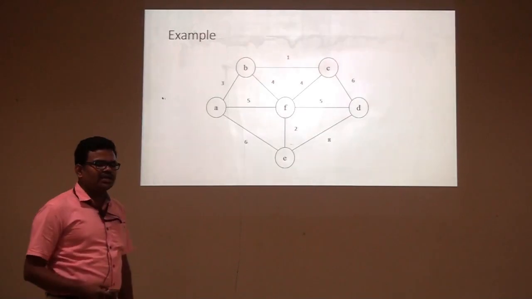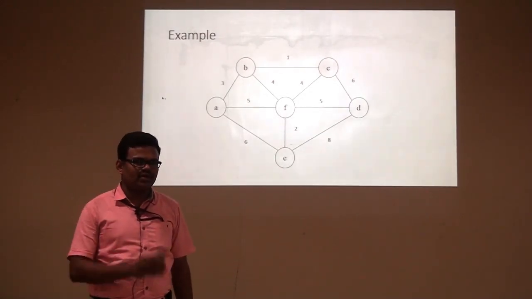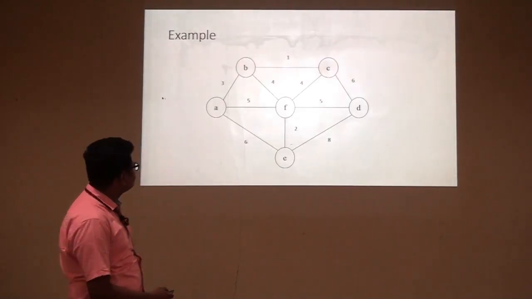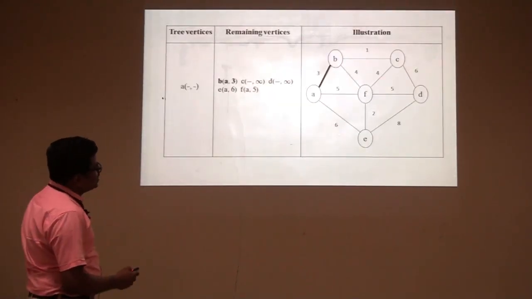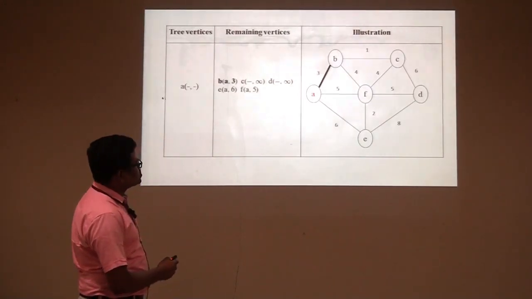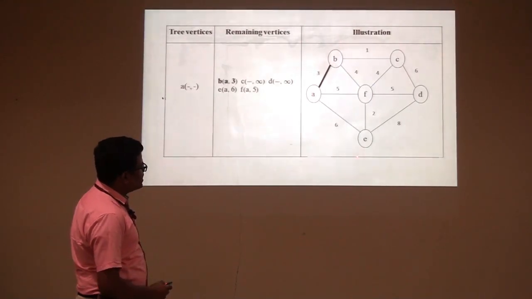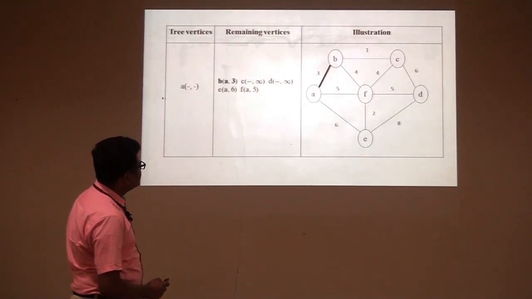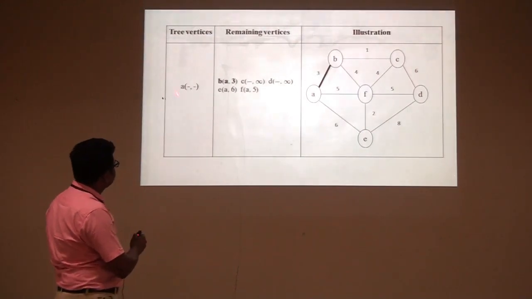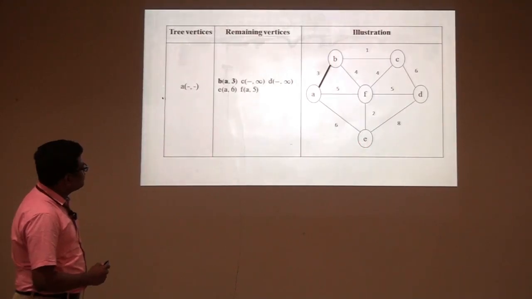Likewise we are going from the source to visit all the nodes. So first step, we are going to start from the vertex A. From the vertex A, we can reach B, we can reach E, and we can reach F.